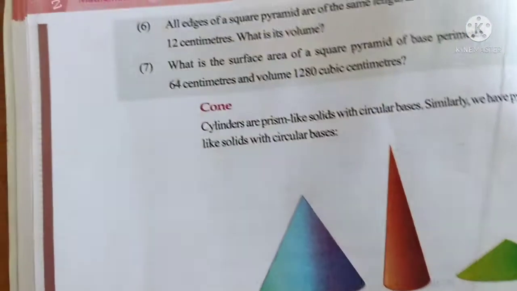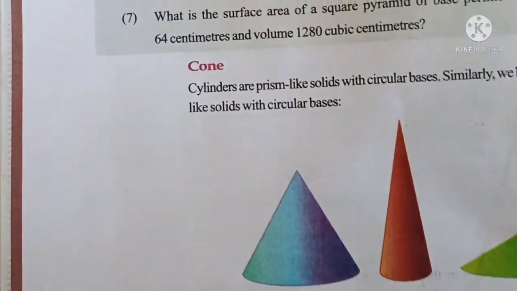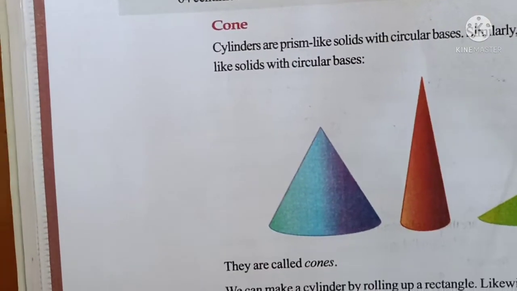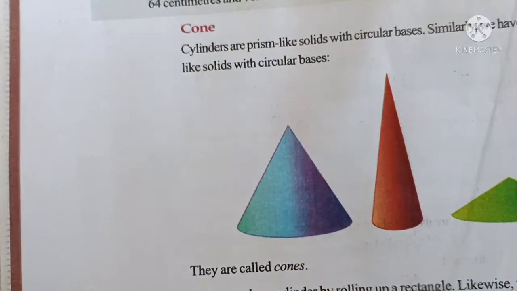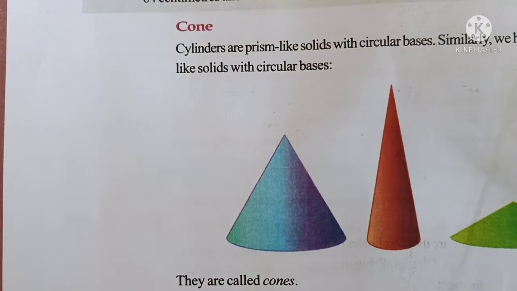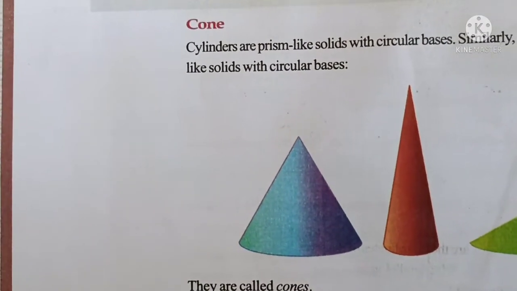See here, you can see a cone. This one is a cone, this one is another cone, this is another cone, like that. Then how can we make a cone? Yes, a cone is made by rolling a sector.